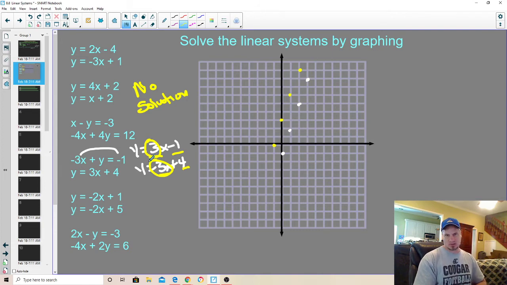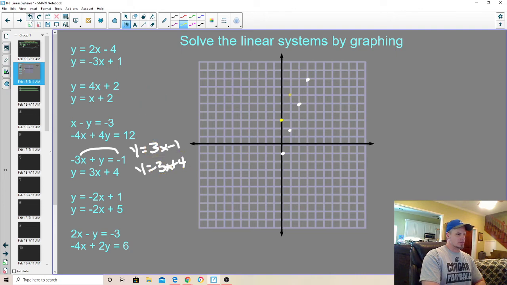You have to have the same slope to have no solution. So if you graph something and it doesn't cross on your graph, but they have different slopes, you've done something wrong with your graphing, because all these today should cross on your graph. But if they have different slopes, they're going to have a solution. They will always have a solution. Okay, moving on.